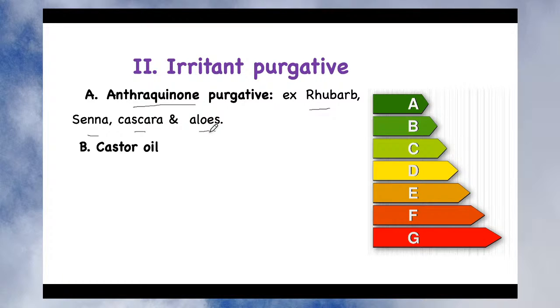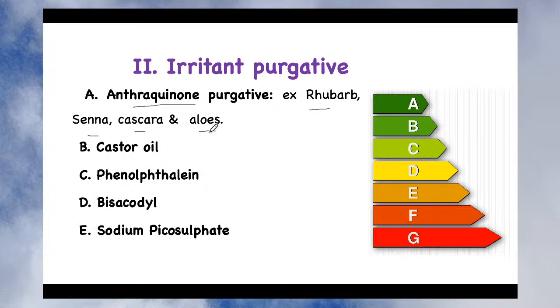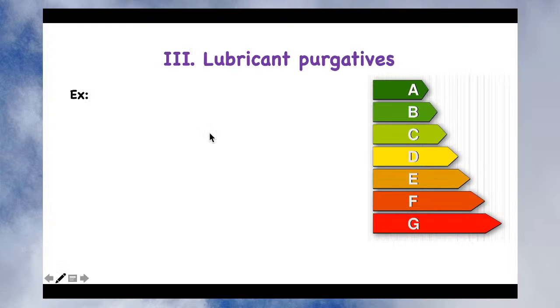Then the second subcategory is castor oil. Castor oil is a well-known irritant purgative. Phenolphthalein, which you use in the analytical lab as an indicator, also has an irritant action on the intestine and produces a purgative action. Then bisacodyl, and lastly sodium picosulfate, also produces an irritant action on the intestine and has a purgative action. Third is the lubricant purgative.